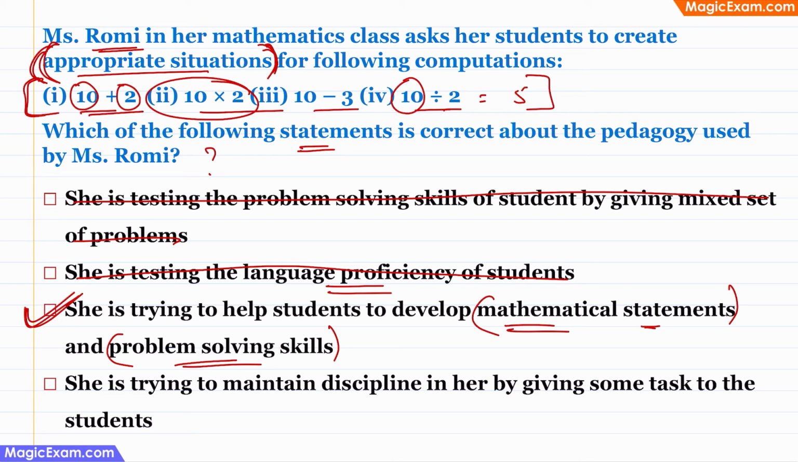The last one, she is trying to maintain discipline by giving some tasks to the students. No, she is trying to teach mathematics. She is not just giving some random tasks to the students to keep them busy, right? So this is also incorrect. So option 3 is the answer here.